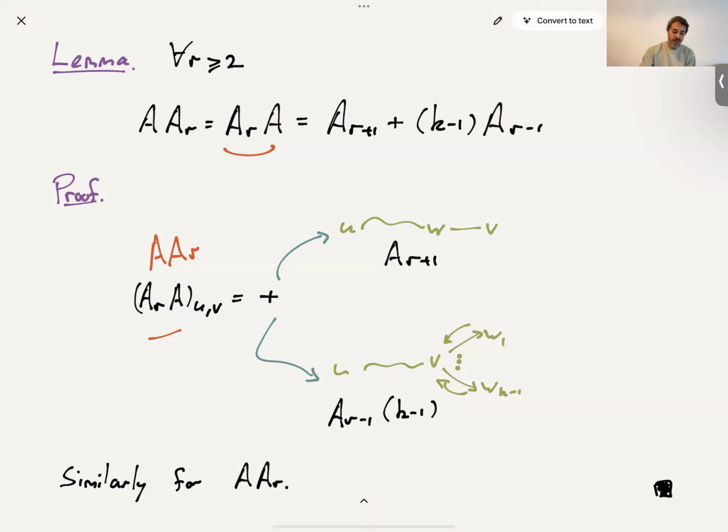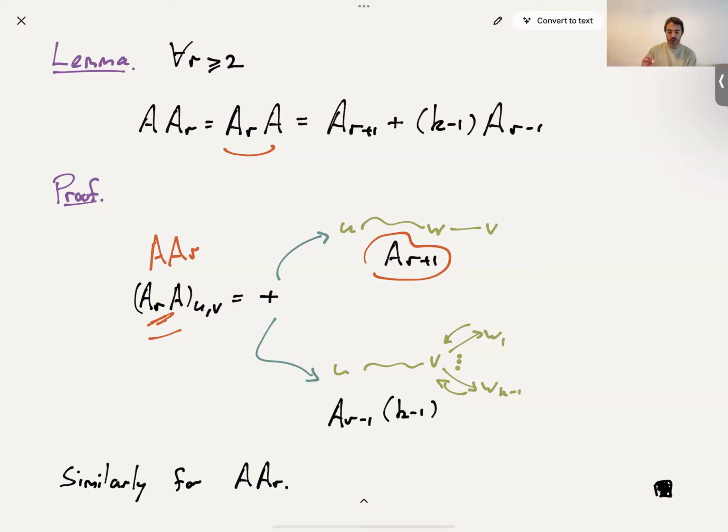So you start from U, you go to W non-backtrackingly, and then let's consider the first case in which V doesn't backtrack, so it doesn't go back to the previous vertex you visited. All of these paths in which the last step doesn't backtrack give you a path that non-backtracks of length R plus 1, and all of them are formed like that. So this subset of the paths that we count here is precisely captured by the UV entry of A_{R+1}.